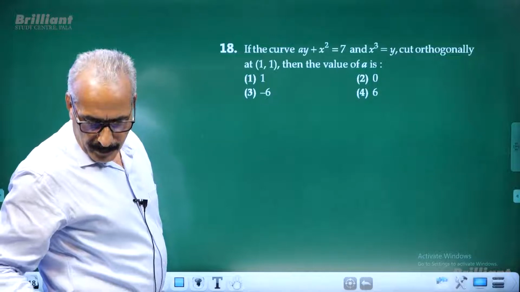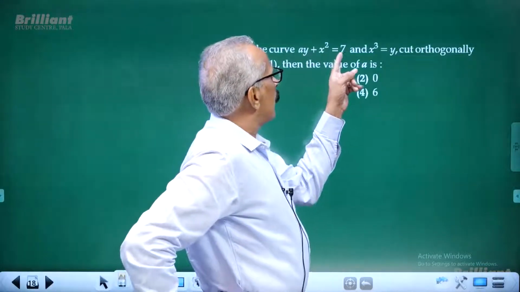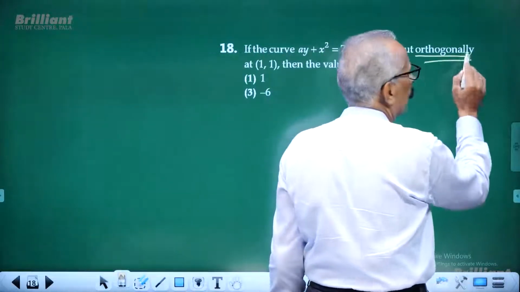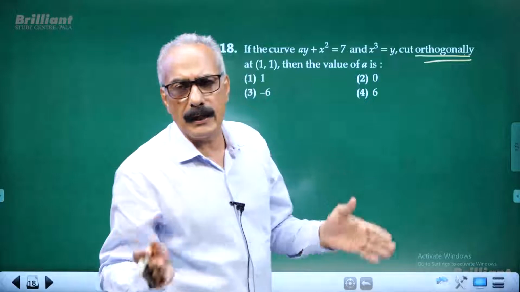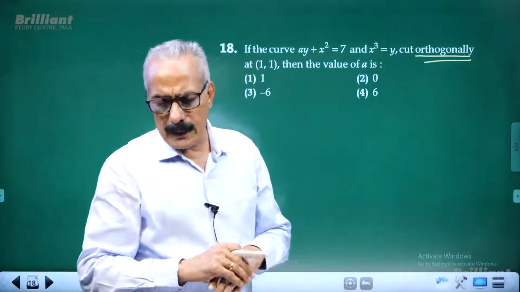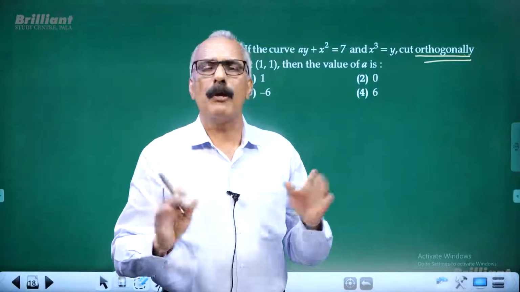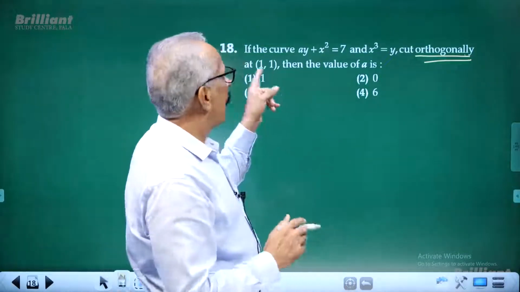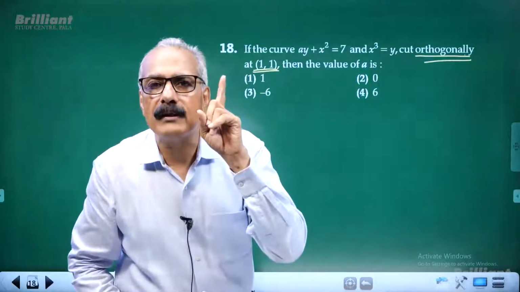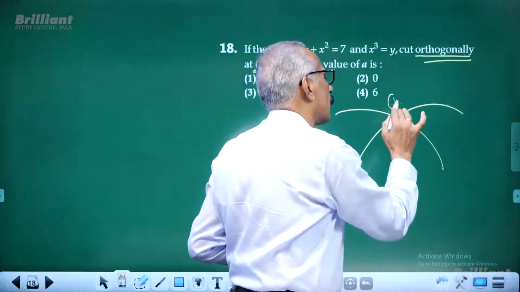Okay, 18. If the curve ay plus x square equal to 7 and x cube y cut orthogonally, means the angle between them is 90 degree. Angle between them is 90 degree means slope of the tangent at the point of intersection, their product should be equal to minus 1. M1 into M2 is minus 1. At the point, this is the trick. This curve, this point is 1, 1.